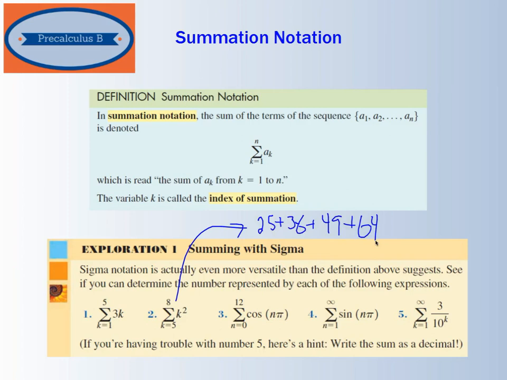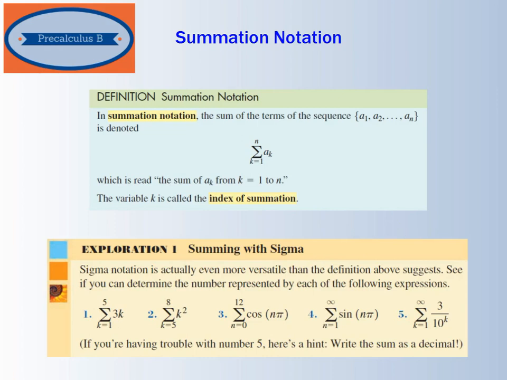We end up with 174. All right, and that's what you should have gotten for the second one, 174. So all we're doing is plugging in 5, 6, 7, and 8 into k squared and adding all of the results together. All right.